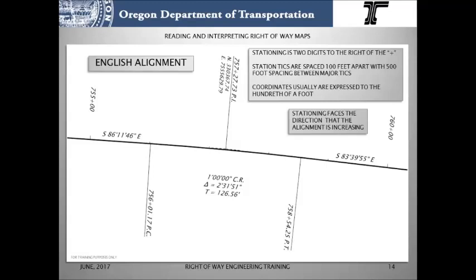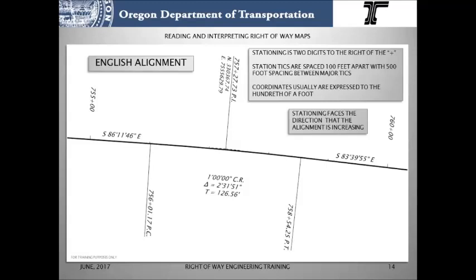So with the English alignment, stationing is going to be 2 digits past the plus symbol there. And the station ticks are spaced 100 feet apart with 500-foot spacings between the major ticks. Coordinates usually expressed to the 100th of the foot. Sometimes you see with English alignments the coordinates on the PIs to 3 digits, to 1,000th rather than 100th of a foot. Now, on the modern maps, the stationing faces the direction that the alignment is increasing.